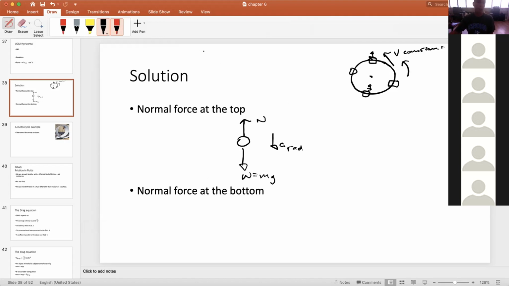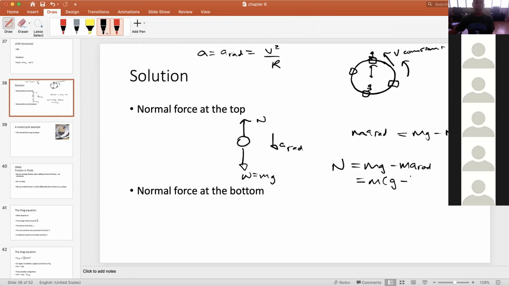So instead, A here is equal to A rad, which is equal to V squared over R, where R is the radius from the axis of rotation. When we write Newton's equations here, we write m A rad. Since we chose down to be positive, this is mg minus N, and let's solve this for N. N is equal to mg minus m A rad, which is another way of writing m times (g minus A rad), but A rad is V squared over R. So the faster it goes, the smaller your normal force. I hope that makes sense to you.